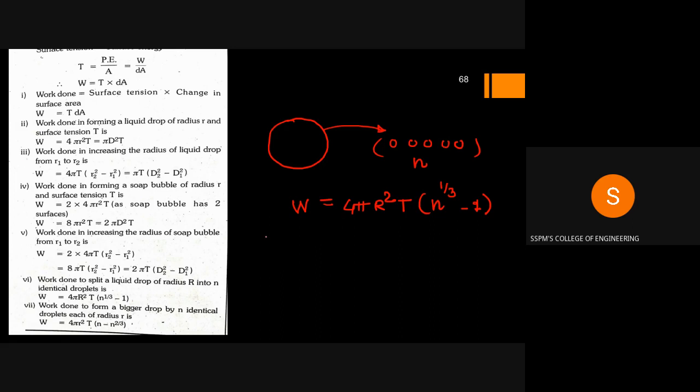And work done to form a bigger drop from n identical drops, that means in the reverse direction. We have smaller drops or droplets. We want to combine these droplets into a single drop. Then the work done is equal to 4 pi r square into surface tension bracket n minus n raised to 2 by 3. So this work done is for converting multiple drops into a single drop, and the previous work done is for converting a single drop into multiple drops.